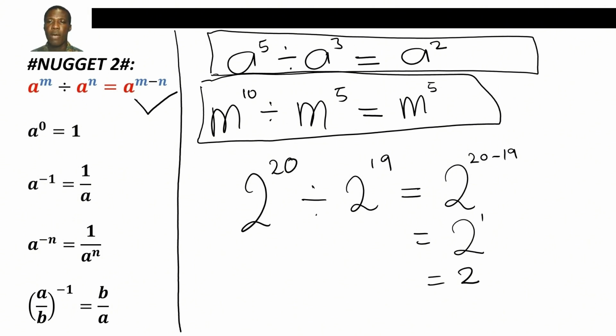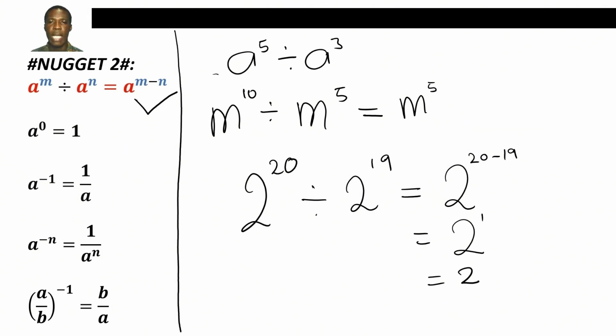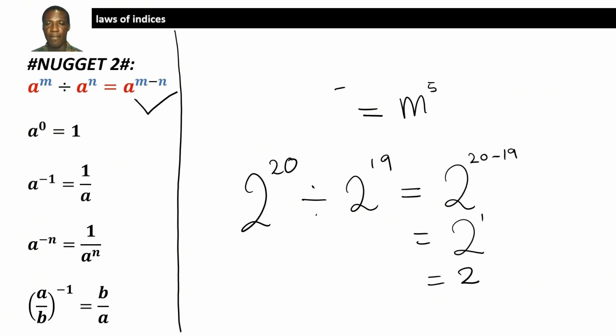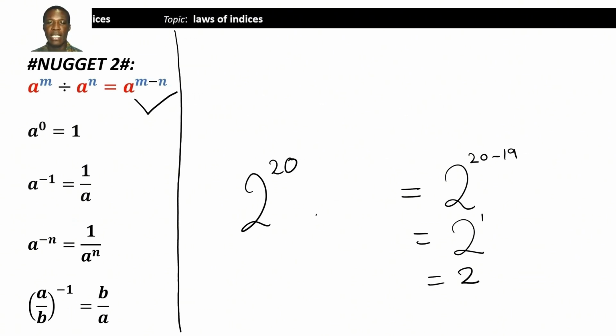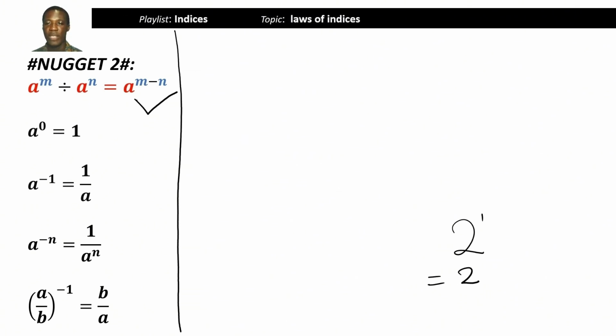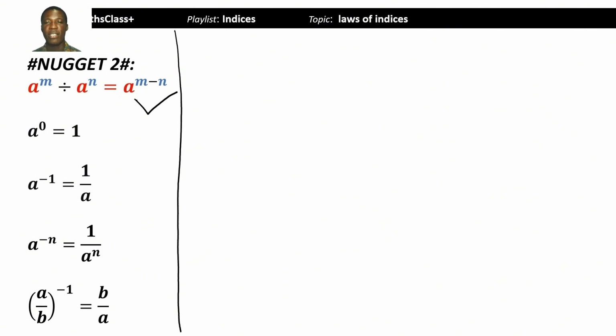Okay, so now I'm still looking at the same law. It looks like in all the examples that I gave, the exponent of the dividend is greater than the exponent of the divisor. And so I always get a positive number as the resulting value.